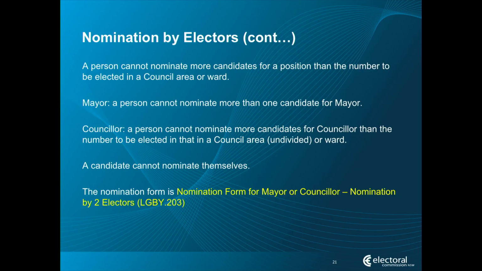A person cannot nominate more candidates for a position than the number to be elected in a council area or ward. For Mayor, a person cannot nominate more than 1 candidate for Mayor. For councillor, a person cannot nominate more candidates for councillor than the number to be elected in that council area or ward. A candidate cannot nominate themselves. The nomination form to be used is Nomination Form for Mayor or Councillor, Nomination by 2 electors, LG by 203.